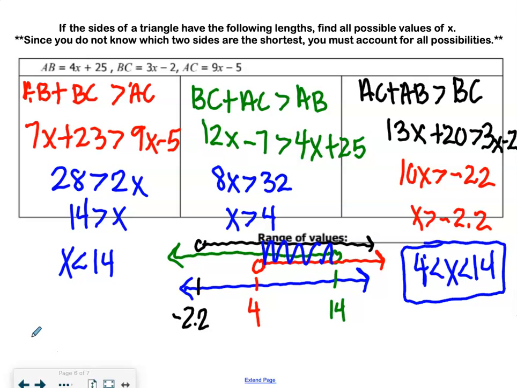If you guys are just adding and subtracting numbers all day, you'd be bored. This is the fun. This is a little more challenging. We did it!